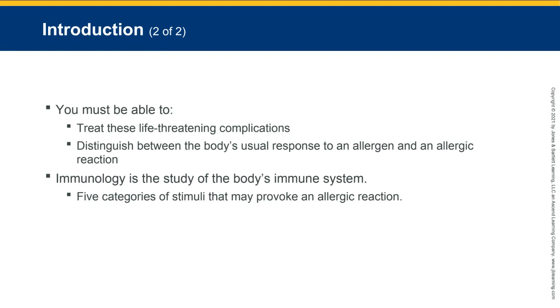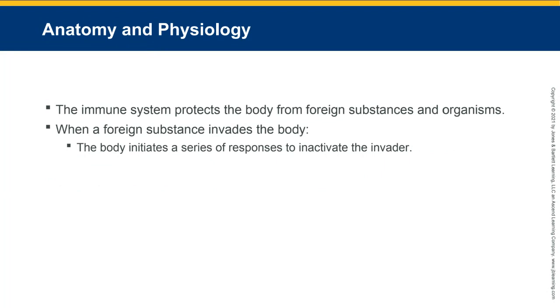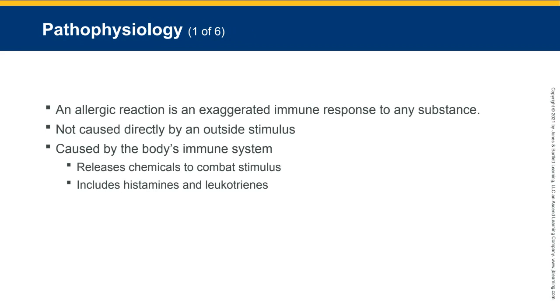Immunology is the study of the body's immune system. There are 5 categories of stimuli that may provoke an allergic reaction. The immune system protects the body from foreign substances and organisms. When a foreign substance invades, the body initiates a series of responses to inactivate the invader. This is how the body becomes sensitized. When the body is sensitized, think of it as the body recording the structure of the invader and creating antibodies in case it returns in the future.